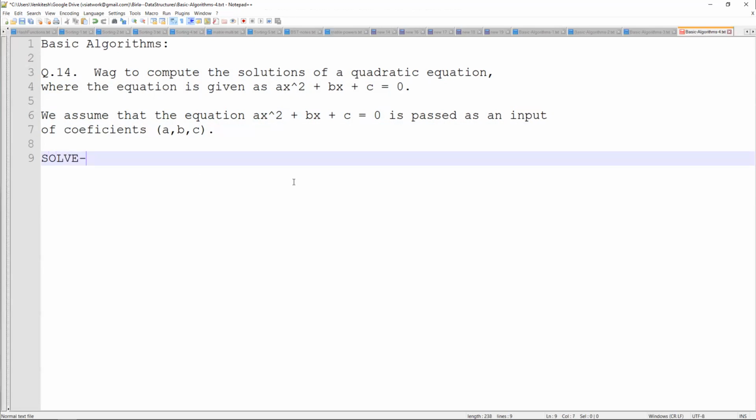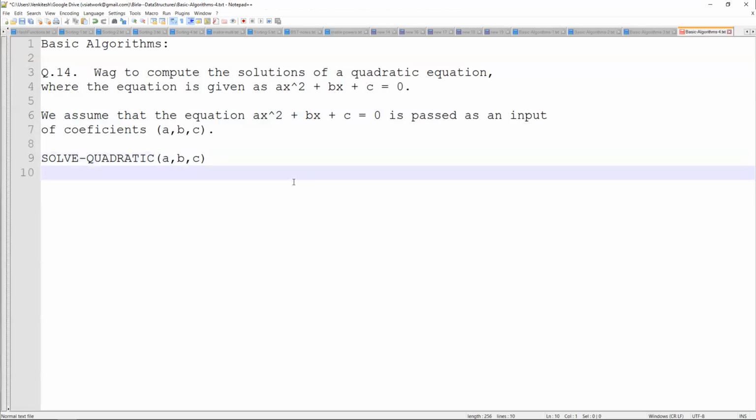So solve. Okay. So that's the name I'm giving for the algorithm. The inputs are a, b, and c. What is the output supposed to be? Output is supposed to be the set of roots. If there are repeated roots, then you show the root 2 times. Okay, you show the same root 2 times.